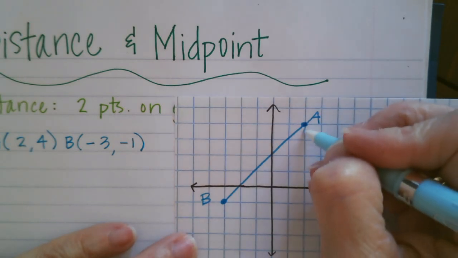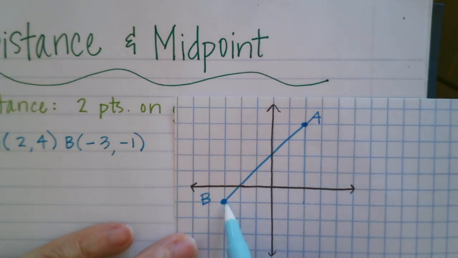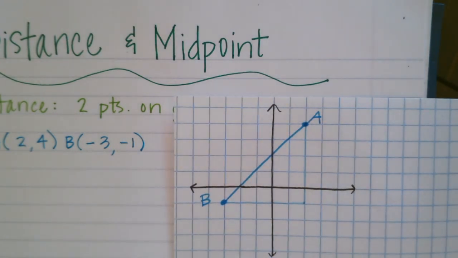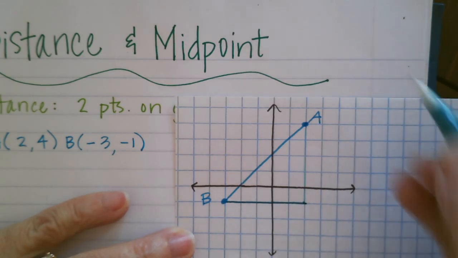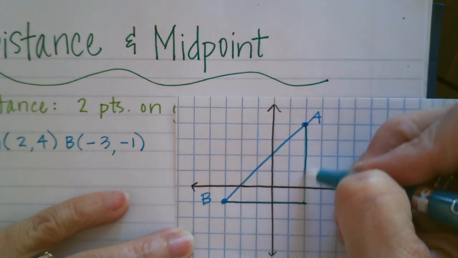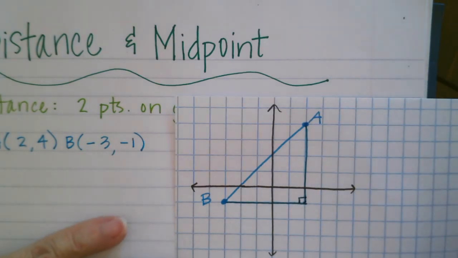I know if I drop down from here and go across from here, which, okay, I need to use a different color. Hold on, let's trade colors here. All right, let me try this again so it shows up. I have now created a right triangle.